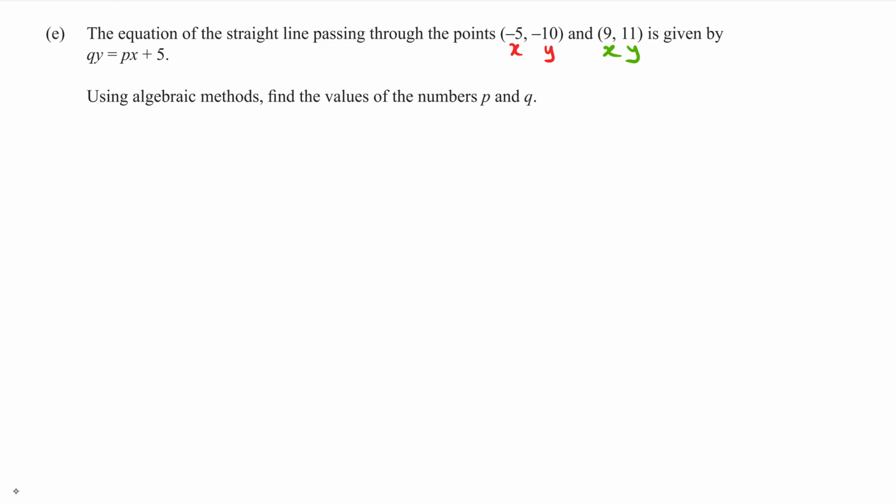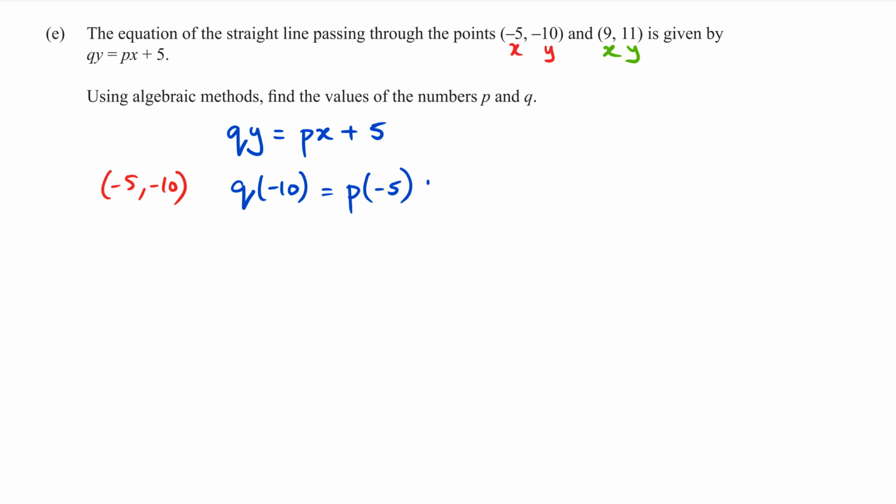So right now our linear equation is qy equals px plus 5. I'm going to do the red one first, which was (-5, -10). So I've got q times y, which happens to be -10, equals p times x, which happens to be -5, plus 5. The -5 is the x value and the -10 is the y value, so all I've done is replace the x and y to create this new equation.